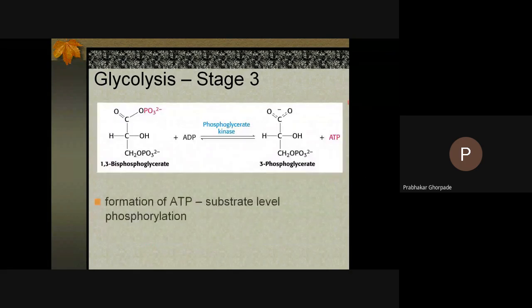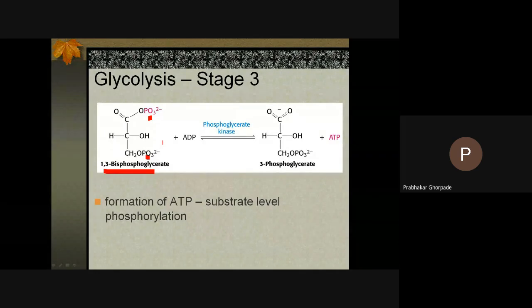Now what to do with 1,3-bisphosphoglycerate? So we have the 1,3-bisphosphoglycerate molecule here. It has a phosphate group at the first carbon position and the third carbon position. That is why we are calling it 1,3-bisphosphoglycerate.